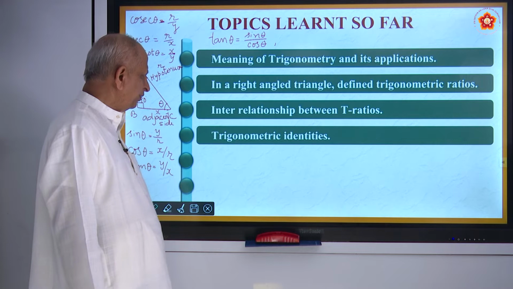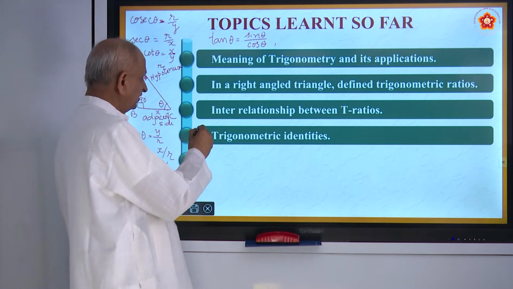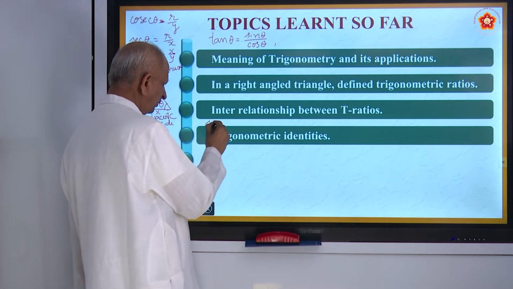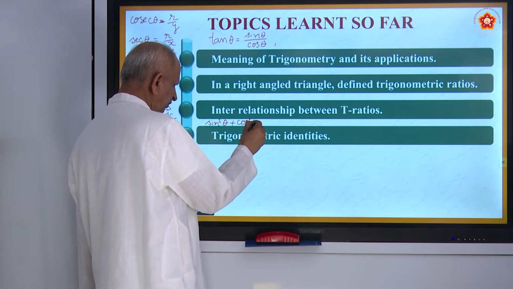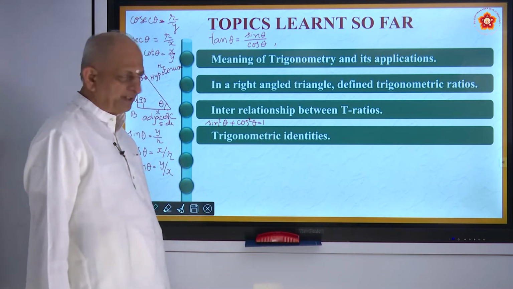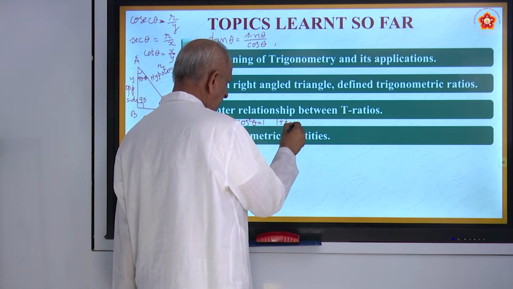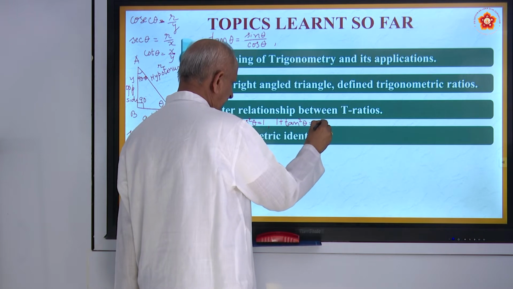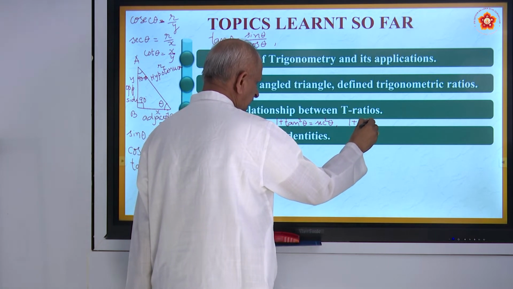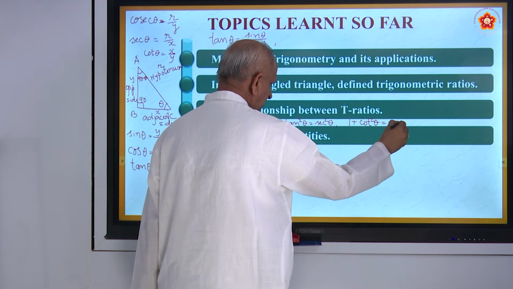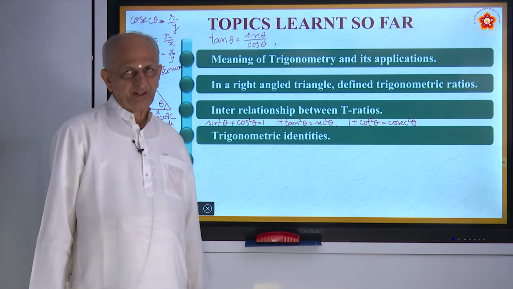And also we have studied about trigonometric identities. There are three important identities as far as trigonometry is concerned. One is sin square theta plus cos square theta is equal to 1. One identity. Another one, 1 plus tan square theta is equal to sec square theta. And 1 plus cot square theta is equal to cosec square theta. These are the three identities you have studied already.